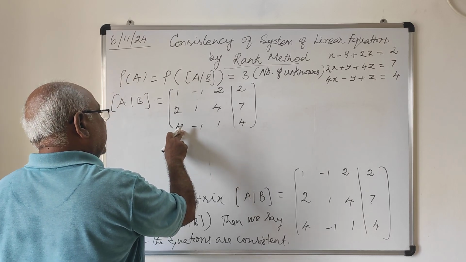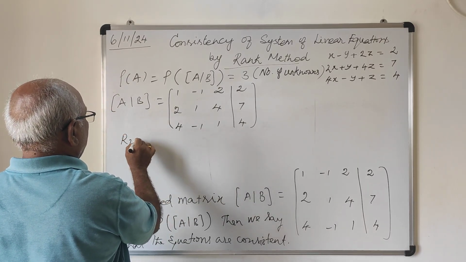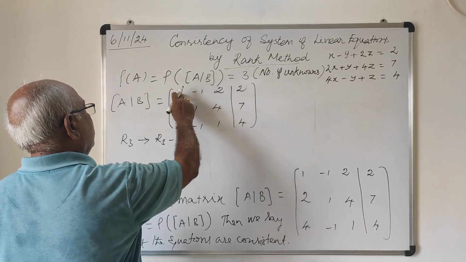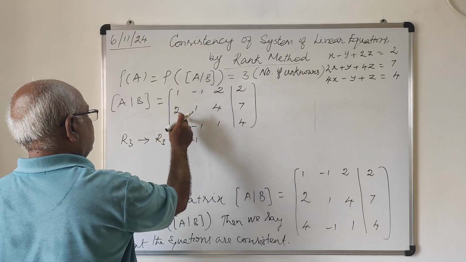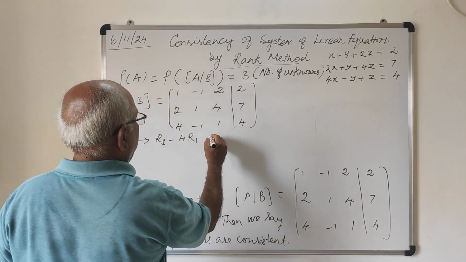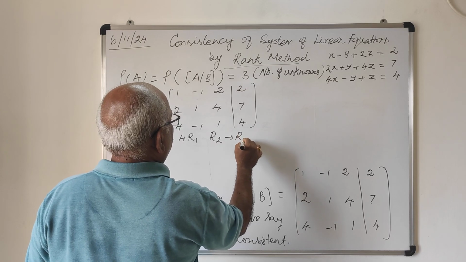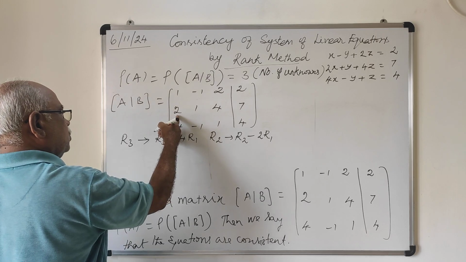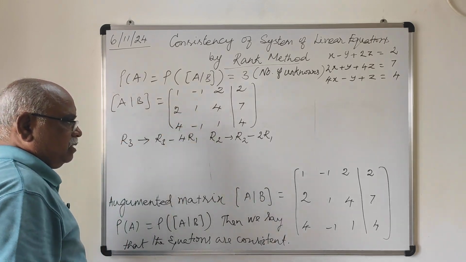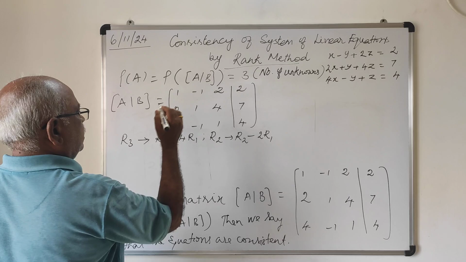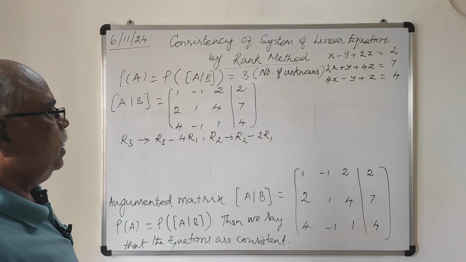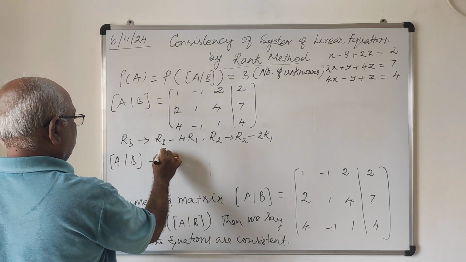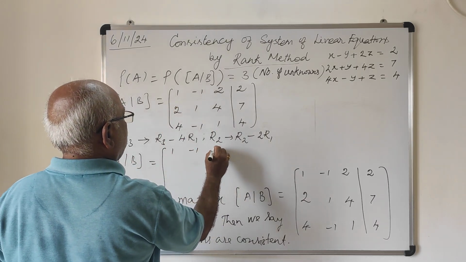Therefore, you rewrite R3 as R3 minus 4R1. You multiply R1 by 4 and subtract from R3; 4 minus 4 is 0. Similarly, R2 becomes R2 minus 2R1. You multiply R1 by 2 and subtract from R2, and this element 2 becomes 0. Like that, we operate the row operations using these two rules. First, rewrite the augmented matrix AB. The first row you write as it is: 1, -1, 2, 2.